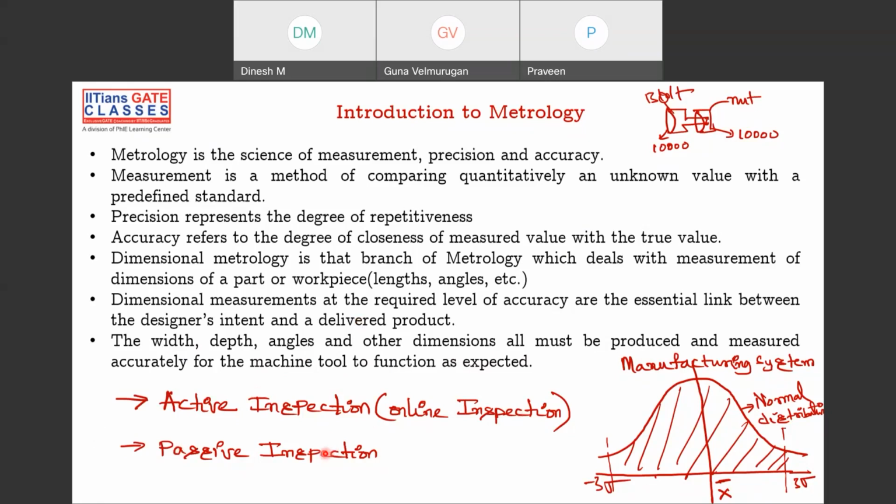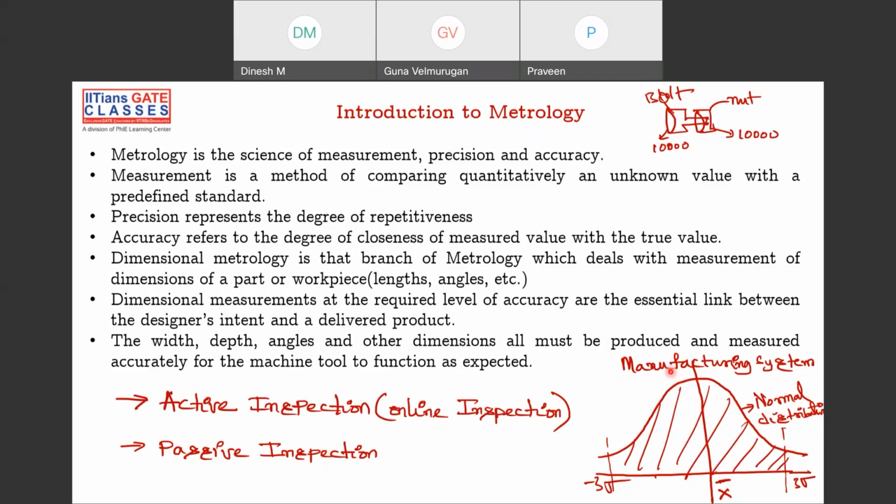And passive inspection is when you are done with the product, you take the workpiece out of your machine, take it separately to the inspection department, and then try to measure it, right? That is your passive inspection. Okay, fine. Now this is very important. I already told you about this distribution. This is the normal distribution, right?